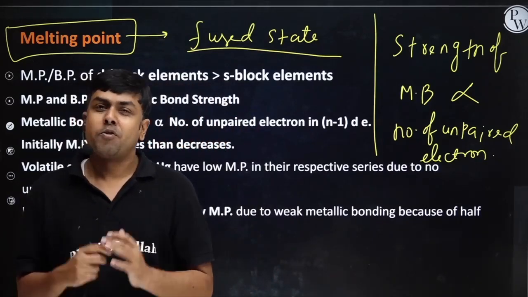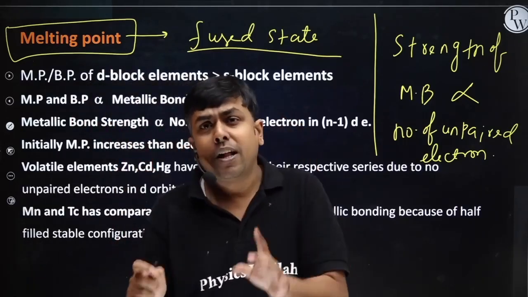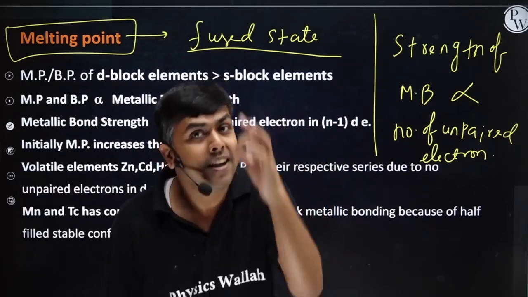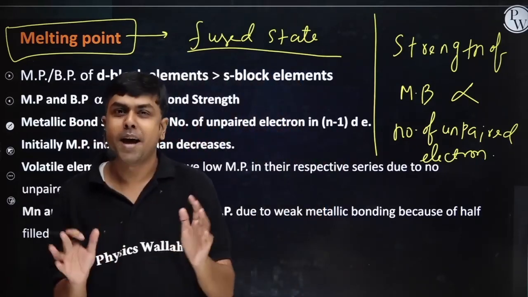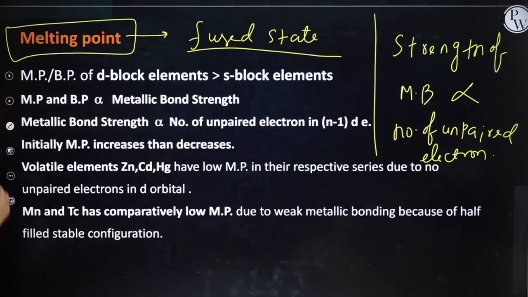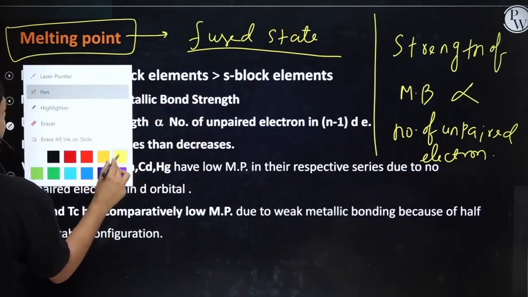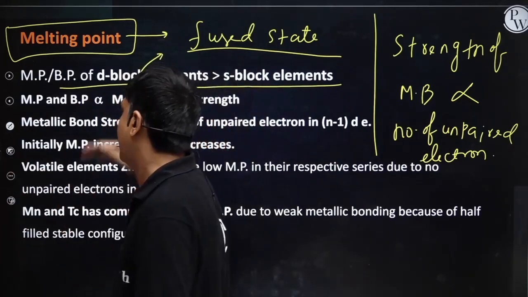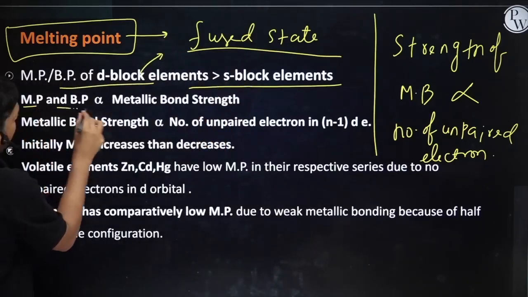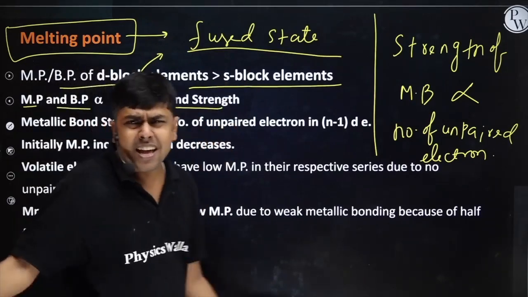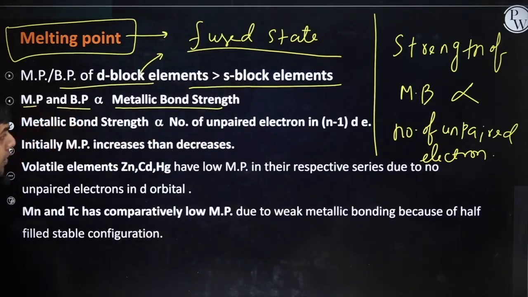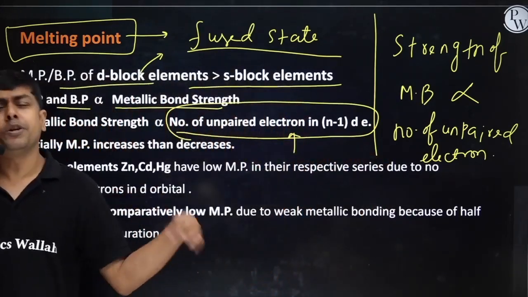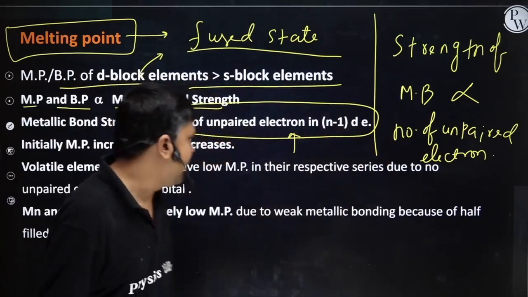Am I clear, student? So the melting and boiling points of D block elements simply depend on one factor, that is metallic bond strength. And metallic bond strength simply depends on one factor, that is the number of unpaired electrons. Am I clear, students? Let's have a look at the slide. Melting point and boiling point of D block elements are greater than those of S block elements. The reason is the strength of metallic bonding, the higher extent of metallic bonding. Next one, melting point and boiling point are directly proportional to metallic bond strength. And this metallic bond strength is directly proportional to the number of unpaired electrons in the (n-1)th d subshell, or even it simply depends on the total number of unpaired electrons. Am I clear? Next one.